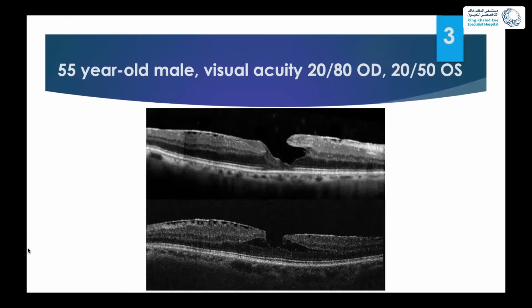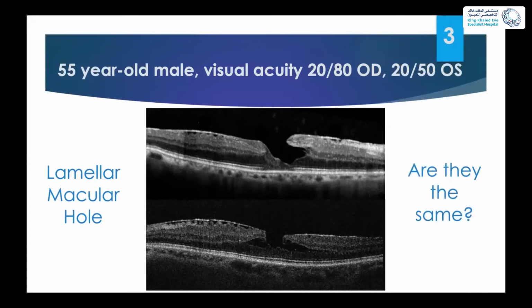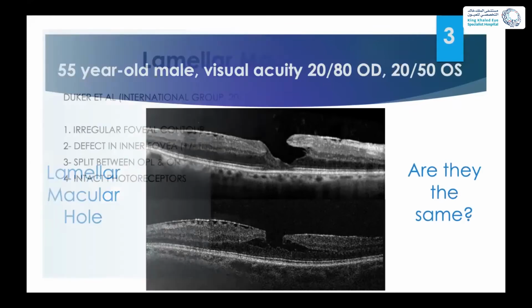If you look at his fundus exam, he's showing epiretinal membrane in both eyes. And this is his OCT in the right eye, and this is his OCT in the left eye. And if you see this photo, you will say this is a lamellar macular hole, which I agree on. But the question is not this. The question is, are they the same? Is the lamellar macular hole in the right eye similar to the lamellar macular hole in the left eye? And we will answer this question in the next slides.